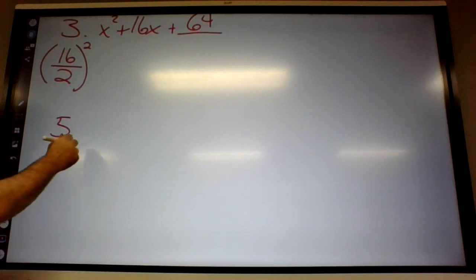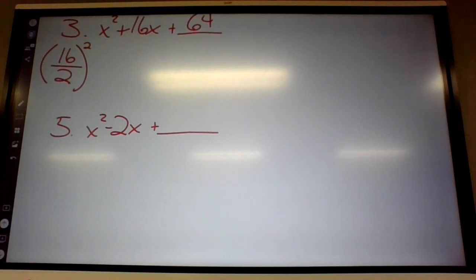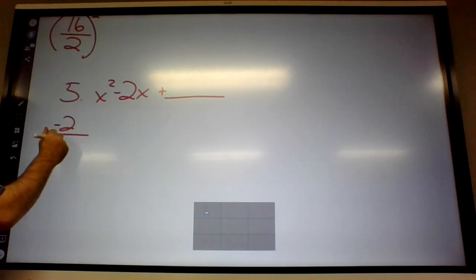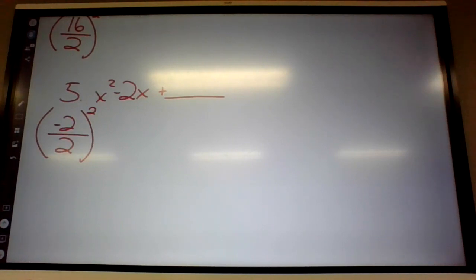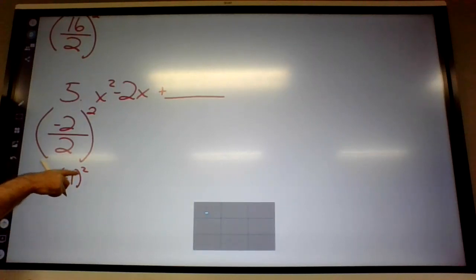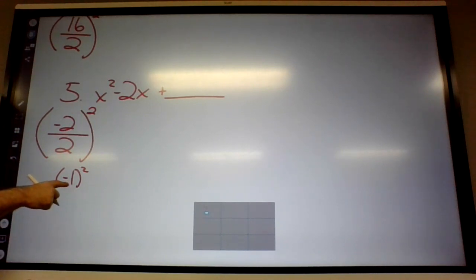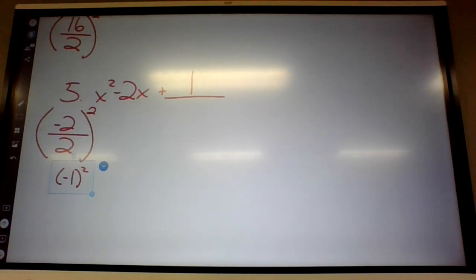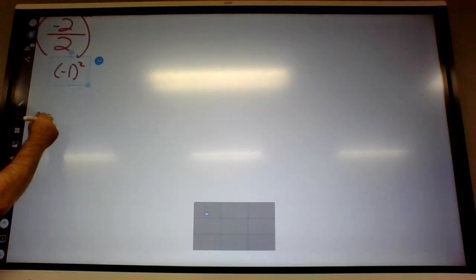Number 5. Okay, this time it's a negative 2. Negative 2 divided by 2 is negative 1. Negative 1 squared is positive 1. So it actually doesn't matter if that's negative or not, it's always going to come out positive, because when you square a negative, it's still positive. That's 5.